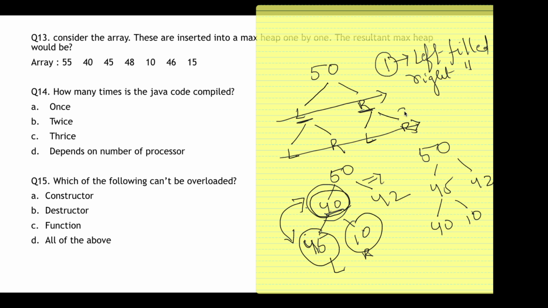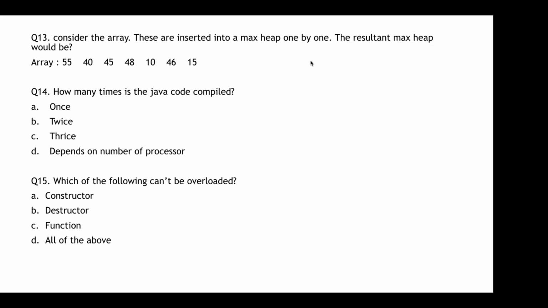Okay, so what is the second point? Parent node is always greater than child node. Okay, it can't be less than the child node. So now let's follow these two rules: first the left child is filled, then the right child, and the parent node is always greater than the child node. Let's follow this.